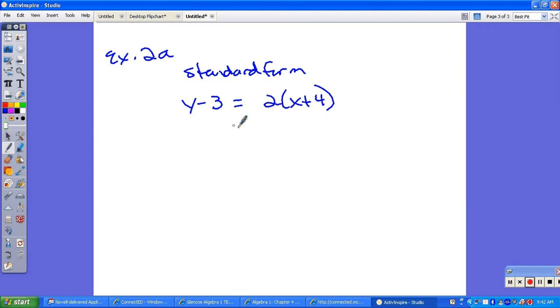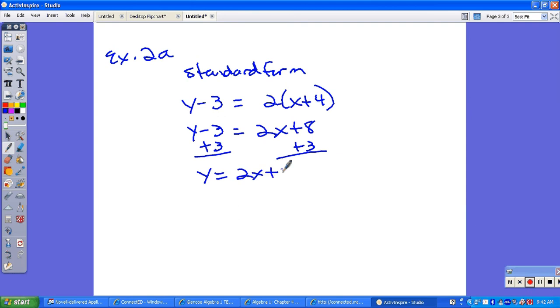All right, so we have y minus 3. We're going to distribute here, so that's going to be 2x plus 8. Then I'm going to add 3 to both sides. When we do that, we get y equals 2x plus 11. This is 11, just in case you're curious. Now I'm going to subtract 2x from both sides. When I do that, I get negative 2x plus y equals 11.